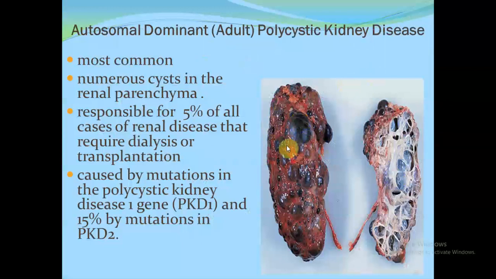هنا عندنا numerous cysts will be formed in the renal parenchyma, مثل ما نشوف هنا the kidney is increased in size, and here we have multiple cystic structures filled with a clear to brown fluid. طبعا السايز يكون different and it might reach a large size, it might reach 4 cm.